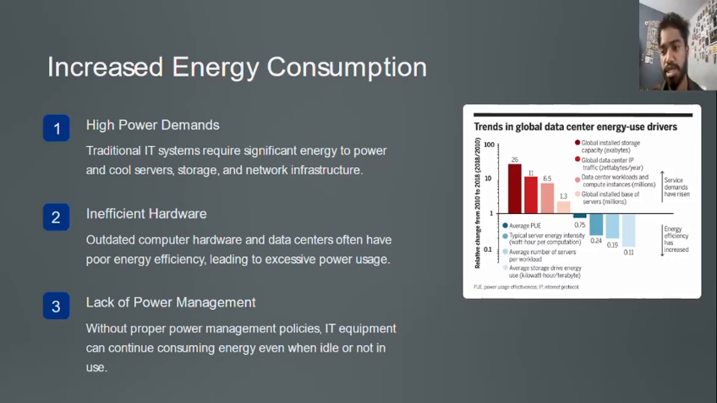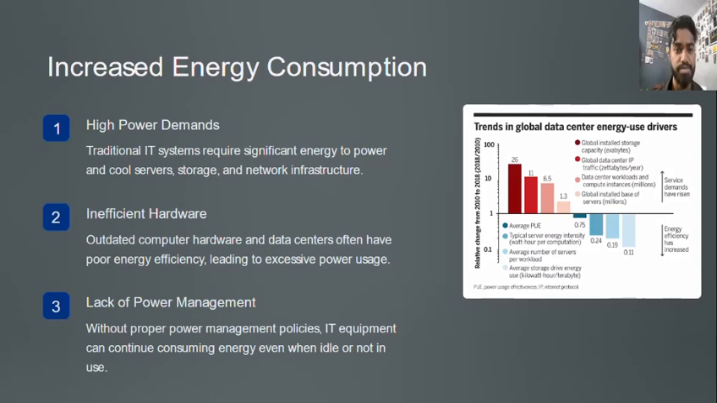Global installed storage capacity is 26 exabytes, and global data center IP traffic is 11 zettabytes per year. Data center workloads and compute instances are 6.5 million, and global installed base servers are 1.3 million. Here we can see the graph where service demands have risen and energy efficiency has increased, from 0.75 to average PUE, then 0.24 typical server energy intensity, and 0.19 and 0.11.